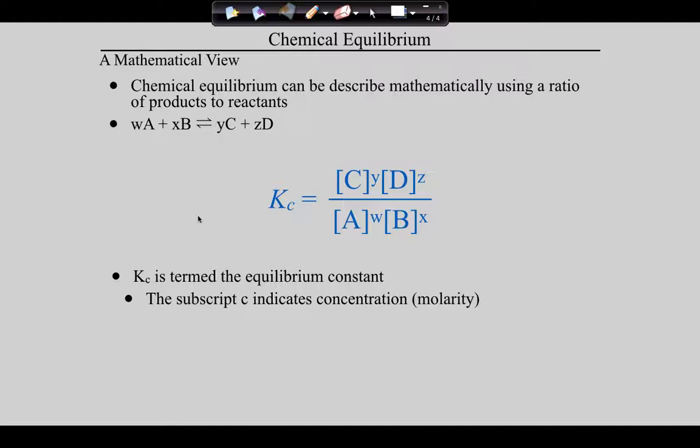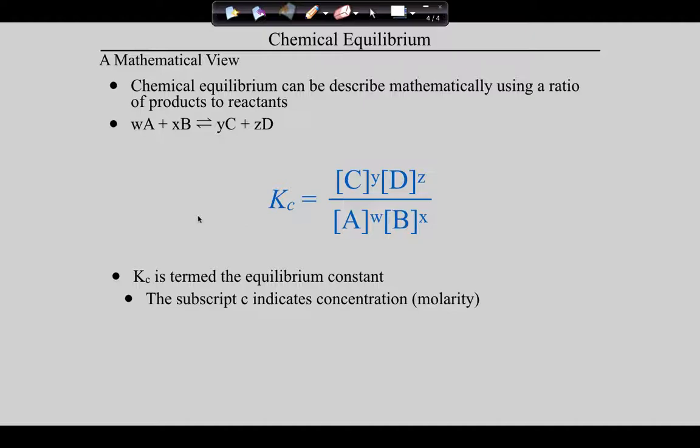What you're going to see is when we get into chapter 16, we're going to have Ka, Kb, Kw, Ksp, Keq, and Q, which is K not at equilibrium. You're going to love it.